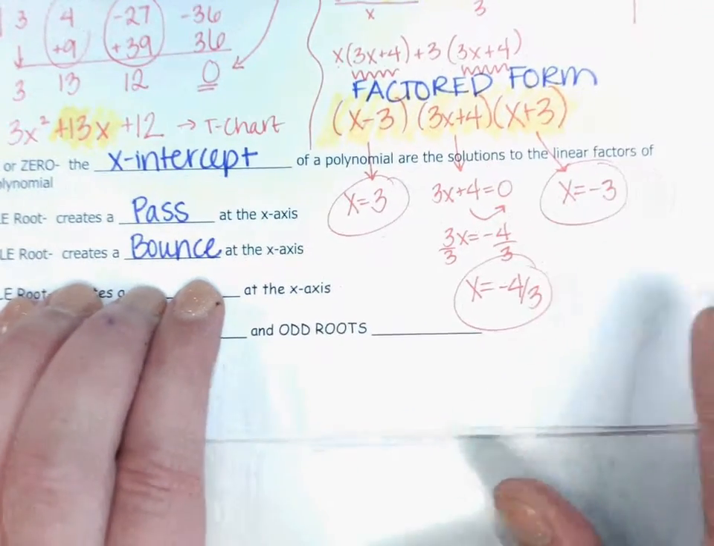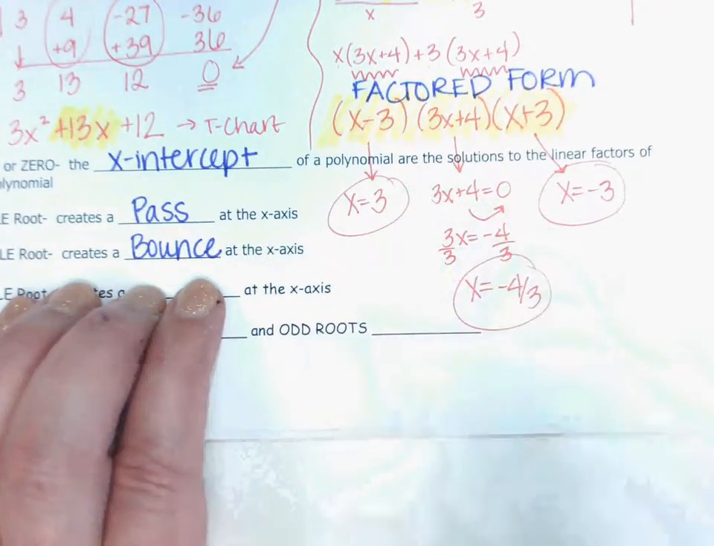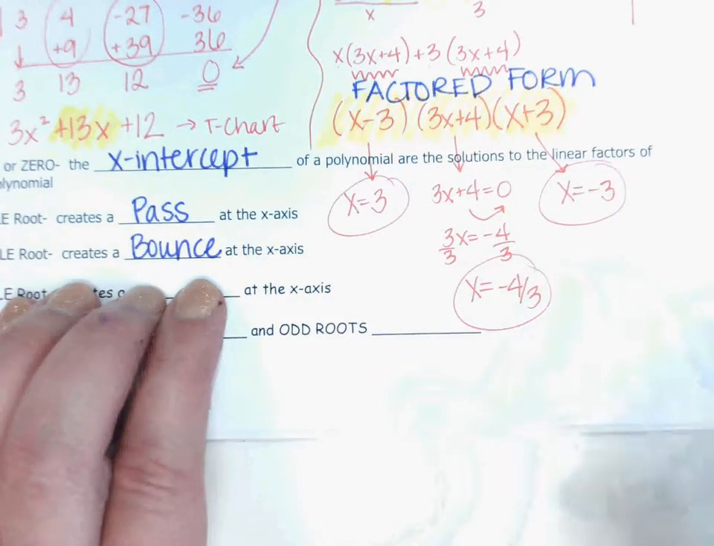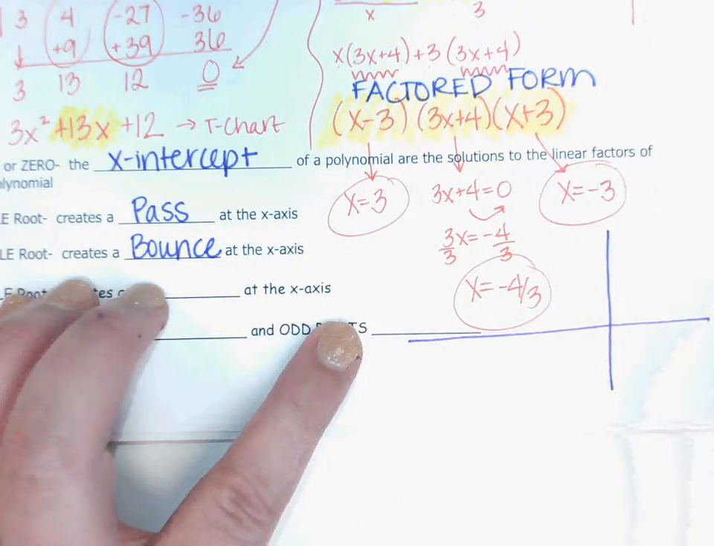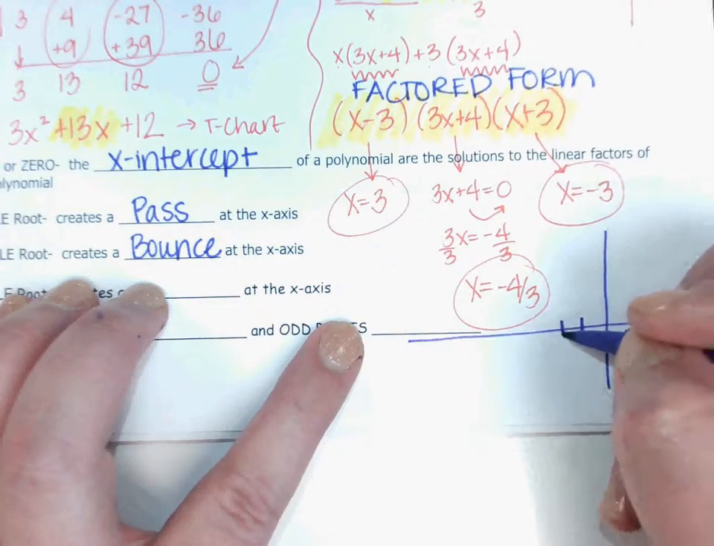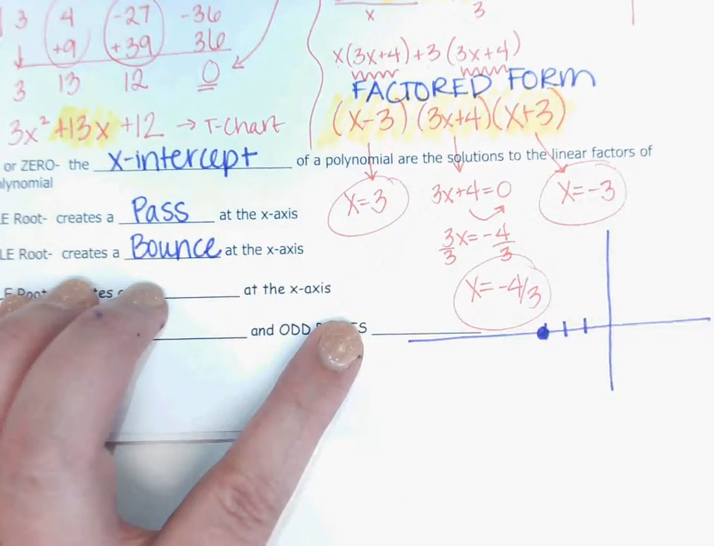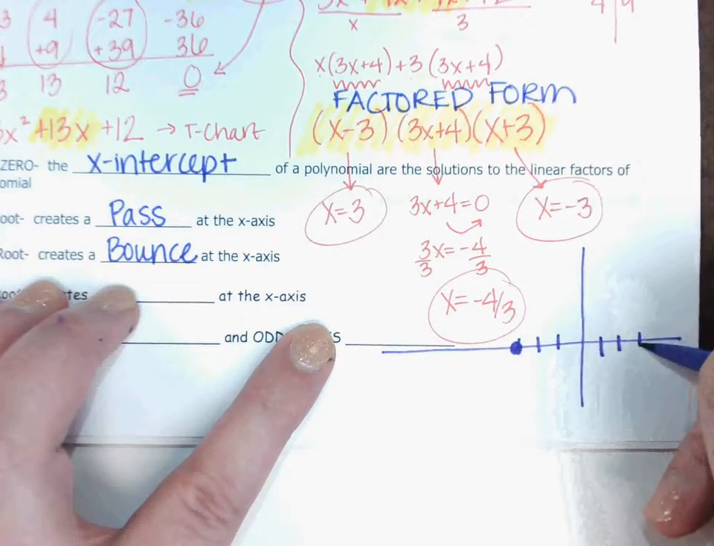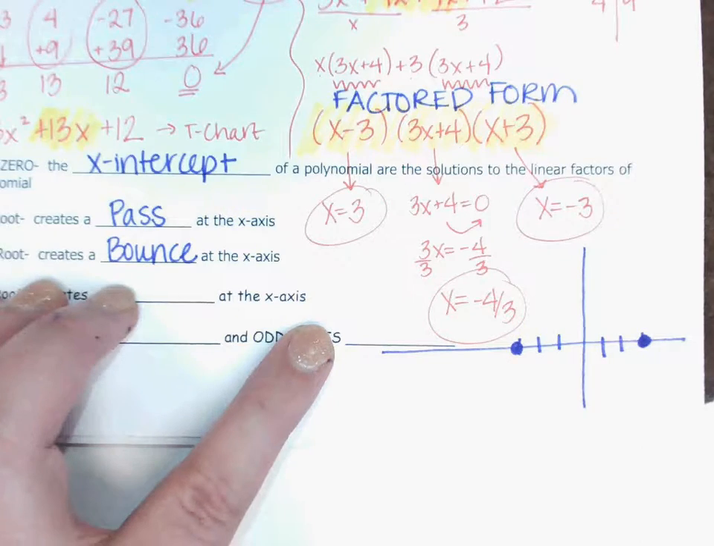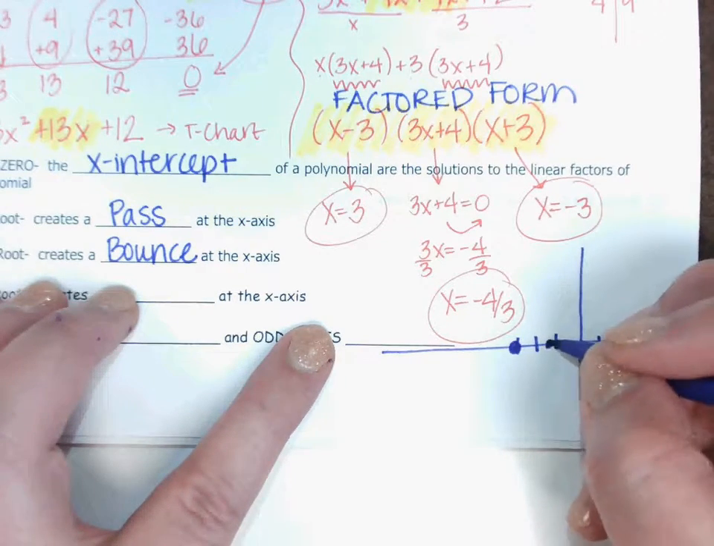So if I wanted to graph this guy, we're not going to graph all 3 of the top ones, but we're going to graph this one. This is what it would look like. Okay, put a dot at negative 3. Put a dot there. Put a dot at positive 3. 1, 2, 3. And then negative 4/3 would be about right here.